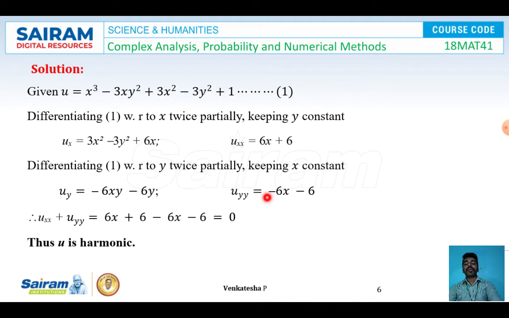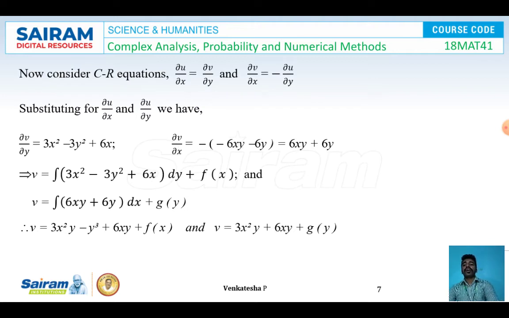So now I'm going to combine u double x plus u double y. So I got 6x plus 6 minus 6x minus 6. It will become 0. So with this condition we can say dou square u by dou x square plus dou square u by dou y square is equal to 0. It implies u is harmonic. So once u is harmonic, we can find the harmonic conjugate. To find the harmonic conjugate, I'm going to make use of the partial derivatives dou u by dou x and dou u by dou y.